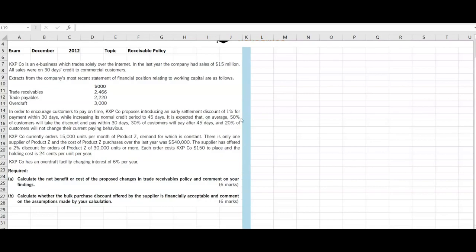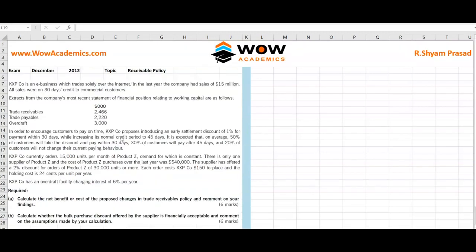It is expected that on average 50% of the customers will take the discount and pay within 30 days, 30% of the customers will pay after 45 days, and 20% of the customers will not change their current paying behavior. KXP Co currently orders 15,000 units per month of product Z. So I think this paragraph is given for requirement B, so we will leave this. And finally, KXP Co has an overdraft facility charging interest of 6% per year. So this is the information that we want. We don't want this one. This is for the EOQ or requirement B. So we'll leave this. We'll start from this question.